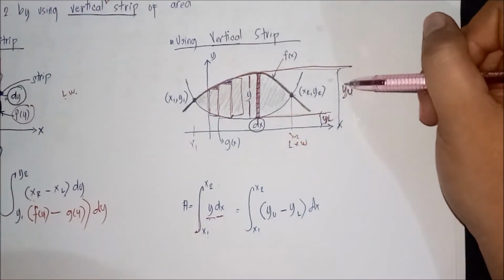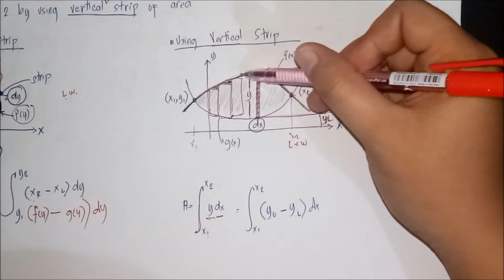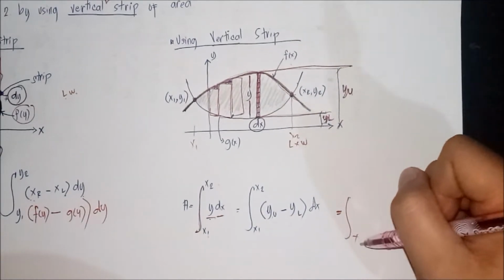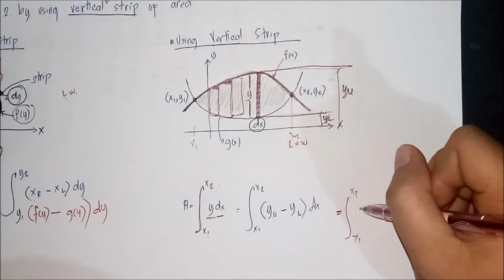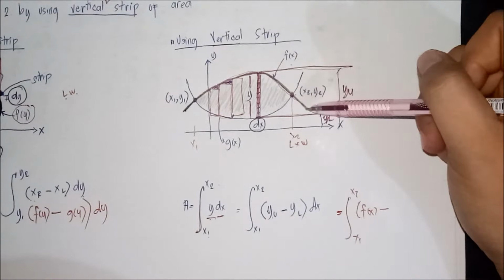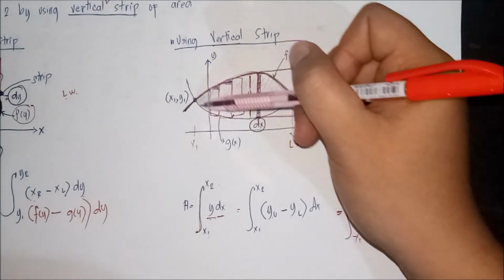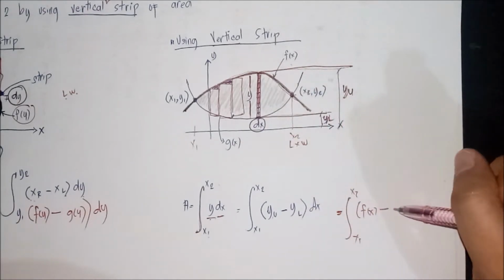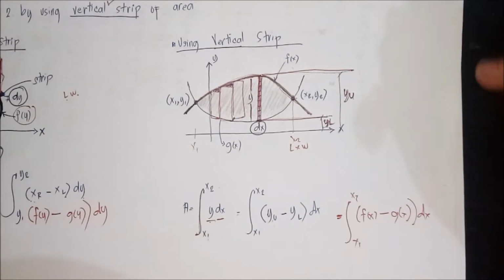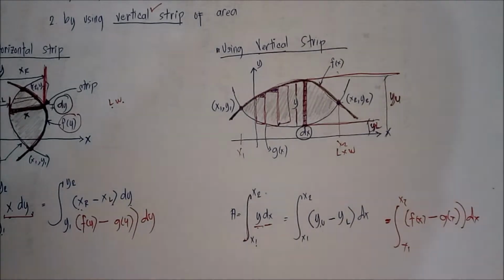In this case, class, what is our y upper? This one, which graph does it belong to? f of x. So sometimes it's replaced from x1 to x2: f of x, the graph of the upper, minus the graph of the lower. Where is our lower? g of x, we call that, class. g of x times dx. So that's how we get your area.